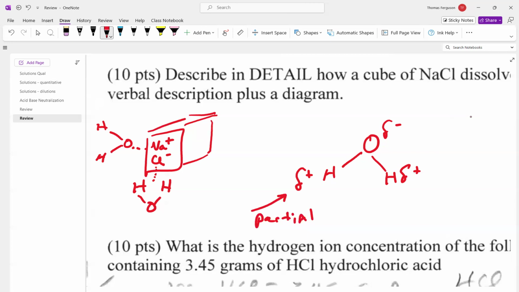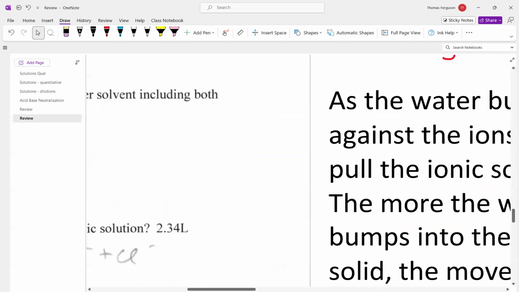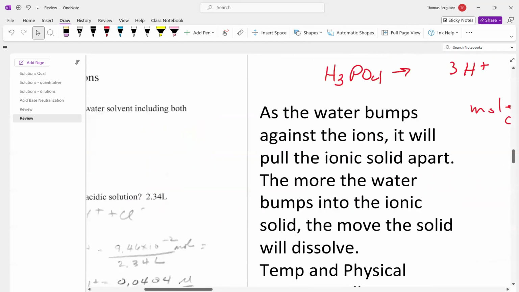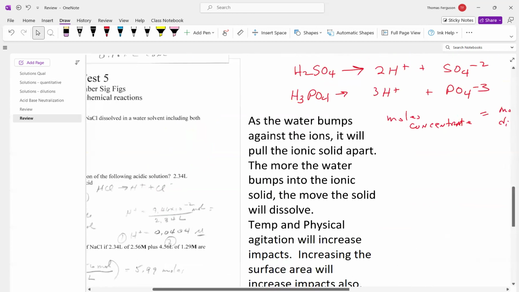The main thing to know is that if you have an ionic crystal like sodium chloride or sugar, also very polar, a polar solvent will dissolve it. Remember, like dissolves like. So water is polar, salt is polar. And I summed it up in a paragraph over here. As the water bumps against the ions, it will pull the ionic solid apart.